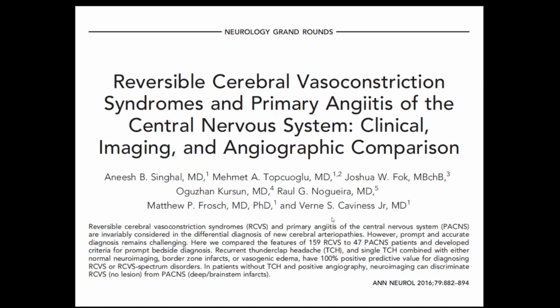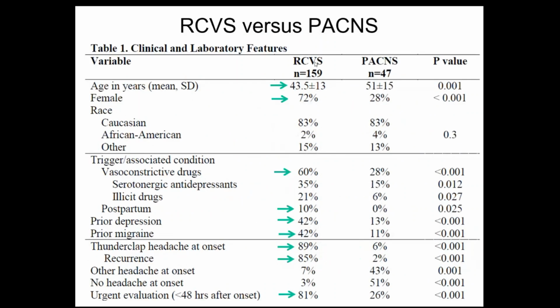What I've done is a retrospective analysis of the MGH data, and we found that RCVS and PACNS differ. The age group is lower, there are more females in RCVS, and more vasoconstrictive drug exposures. Thunderclap headache is much more common. So there are major differences clinically between the two.